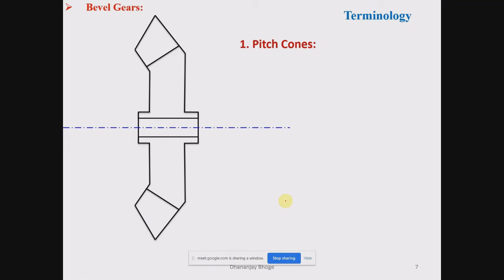Okay, leave some space to the left and right of your diagram. Start writing below the diagram. So number one, write pitch cones. We'll define pitch cones.